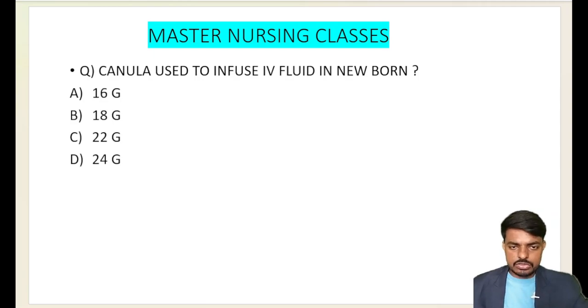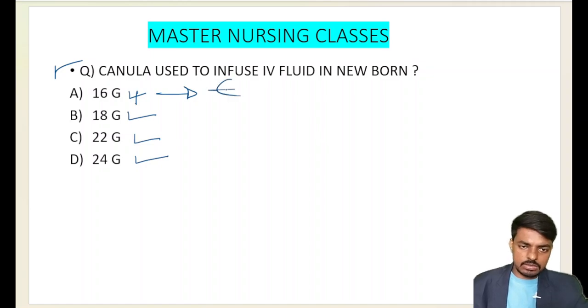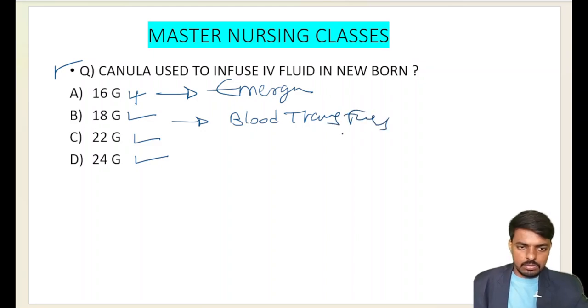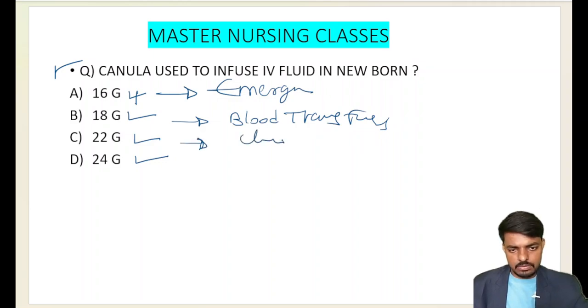So the cannula used to infuse the IV fluid in the newborn is your next question. Here are your options: the 16 gauge cannula, 18 gauge cannula, 22 gauge cannula, 24 gauge cannula. Will we use the 16 gauge cannula? No, the 16 gauge cannula is used in emergency. The 18 gauge cannula is used for blood transfusion. The 22 gauge cannula is used in children. And the 24, that is the yellow one, we will use in newborns for IV fluid infusion.